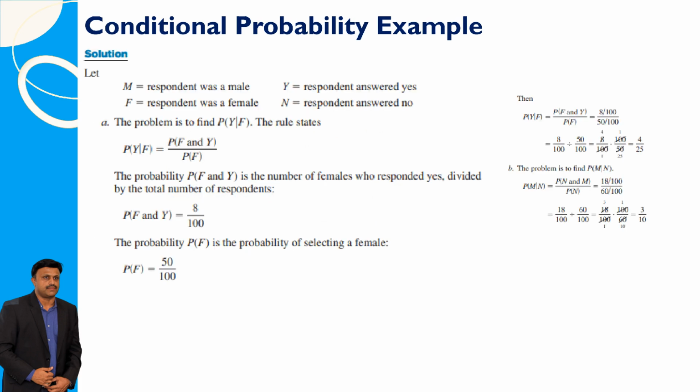To find P(Y|F), the probability that a respondent answered yes given that they are female, use the formula P(Y|F) = P(F ∩ Y) / P(F). Here, P(F ∩ Y) is the probability that a respondent is both female and answered yes, which is 8 out of 100, and P(F) is the probability of selecting a female, which is 50 out of 100. Thus, P(Y|F) is calculated by dividing the probability of females answering yes by the probability of selecting a female.